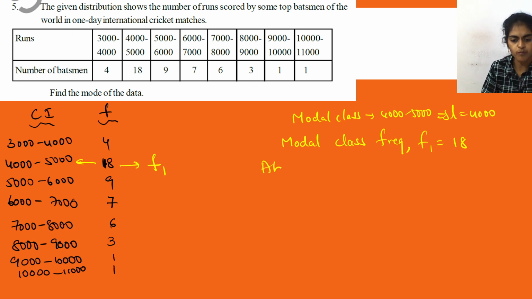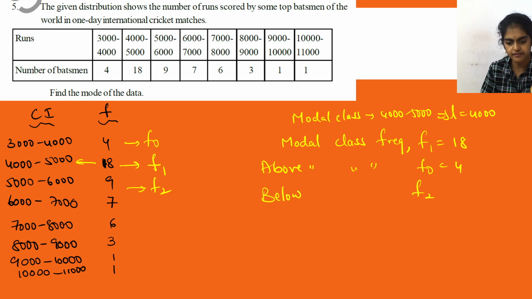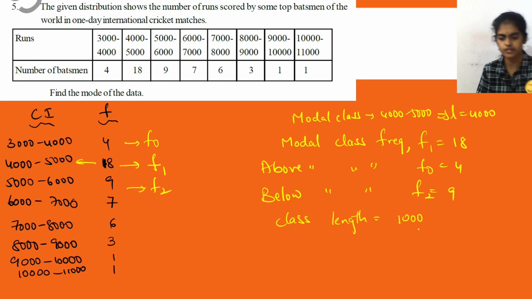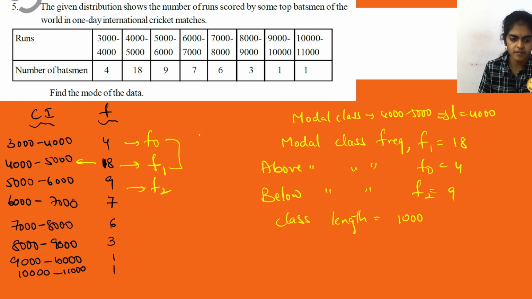What is the frequency above the modal class? You will take it as F naught. Below the modal class frequency as F2. So F naught is 4, and below the modal class frequency, F2 is 9. Now class length, class size: 3,000 to 4,000, it is 1,000. So now how will you find the mode? L plus F1 minus F0.